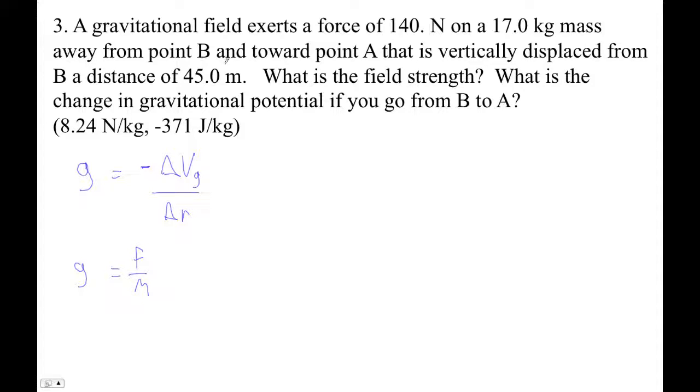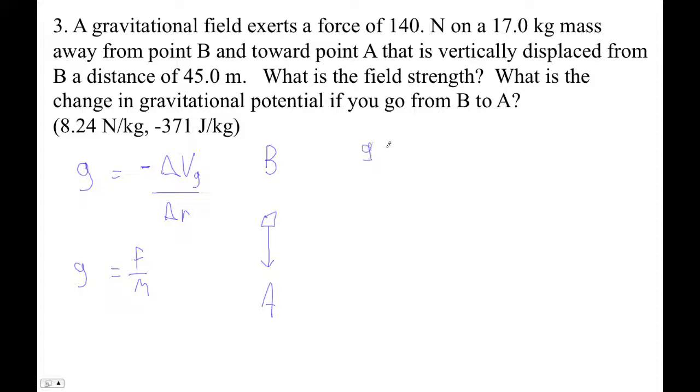Okay, so a gravitational field exerts a force of 140 newtons on a 17 kilogram mass away from B toward point A. Well, this is gravity, right? So if it's toward point A, A must be on the bottom and B is on the top, right? And here's this mass, and it's exerting a force toward A but away from B, right? And we can use this equation to figure out the strength of the field.